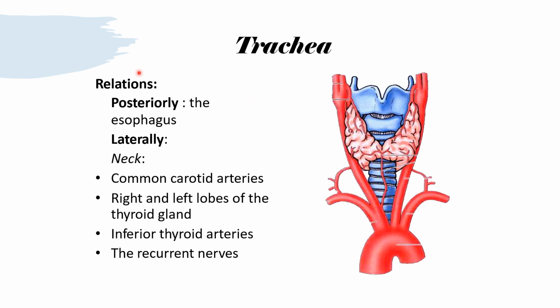Now coming to the relations of the trachea posteriorly. Posteriorly, it is related to the esophagus, and laterally in the neck, the trachea is related to the common carotid arteries, right and left lobes of the thyroid gland, as you can see in this picture, the inferior thyroid arteries and the recurrent laryngeal nerves. So these are the relations of the trachea laterally in the neck.